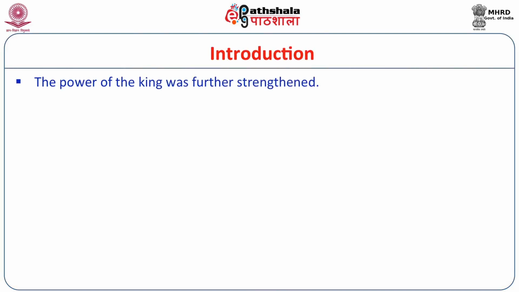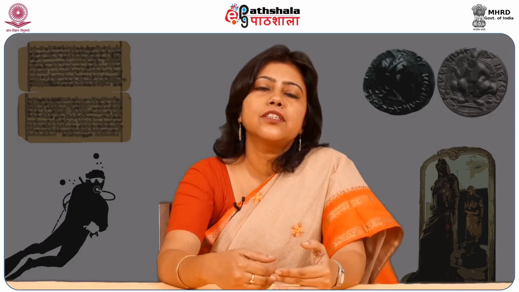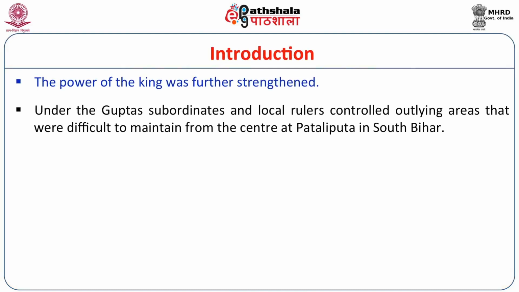The power of the king was further strengthened from the Mauryan period, and in the Gupta period the king was supported by the Brahmanas to gain more and more power and exercise control and authority over the subjects. Under the Guptas, the subordinates and the local rulers controlled the outlying areas.